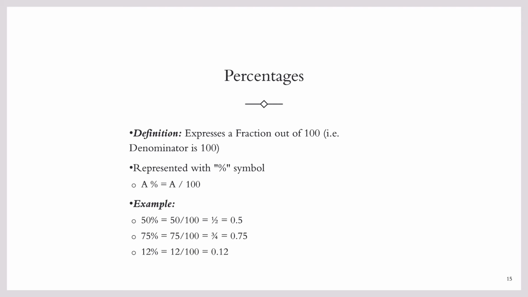For example, 50% would mean 50 over 100. We can also write it as 1 over 2 or 0.5. 75% is 75 over 100, also written as 3 over 4 or 0.75. And 12% would mean 12 over 100, that can be written as 0.12.